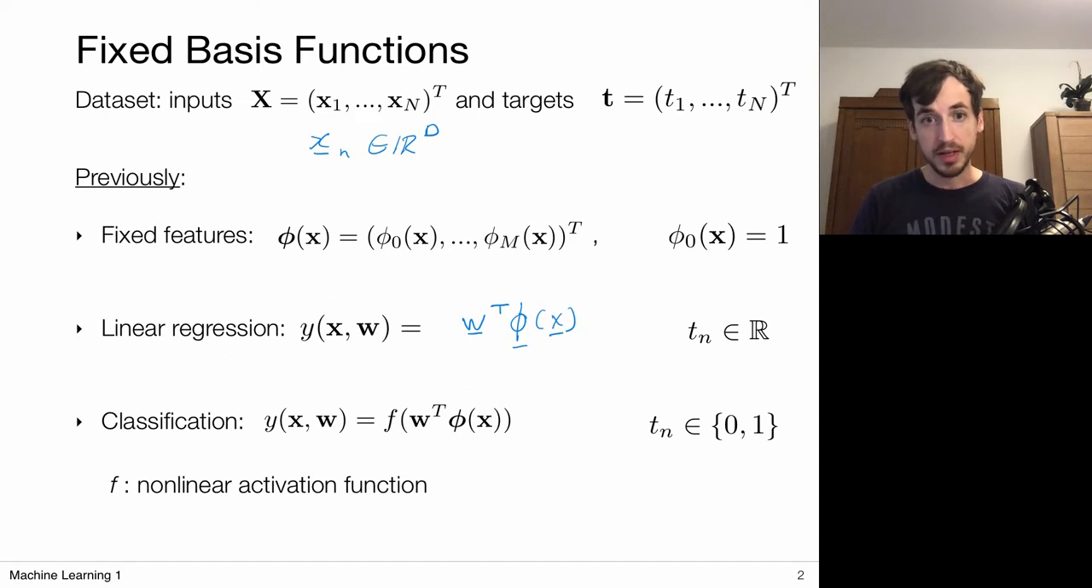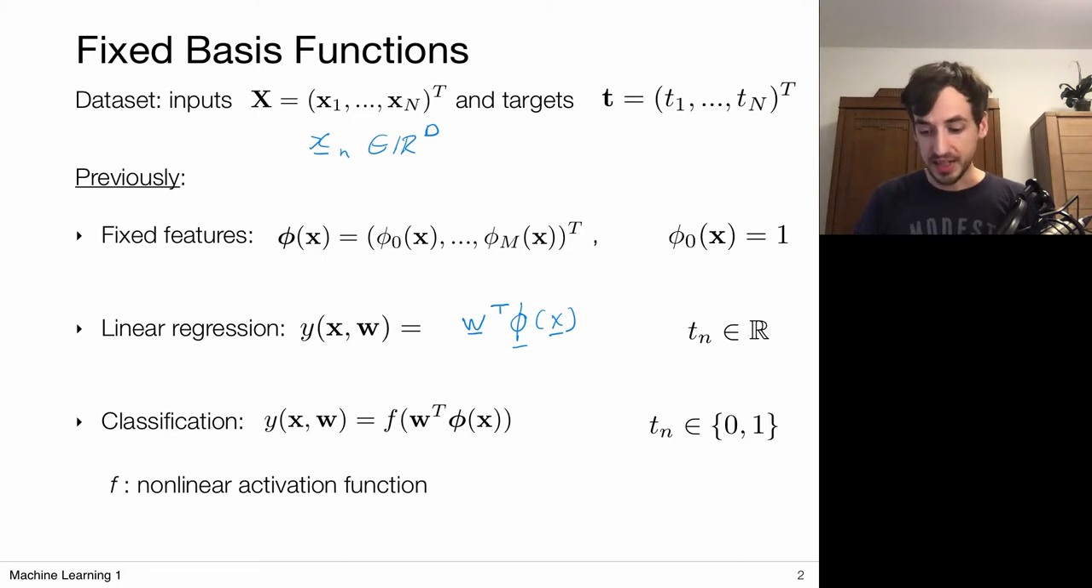Okay, and then for linear regression, we were working with targets that could take on any value on the real line. So it was a continuous fitting problem. So we do not work with any activation function. We just work with this linear model.